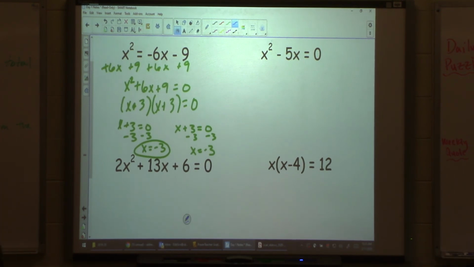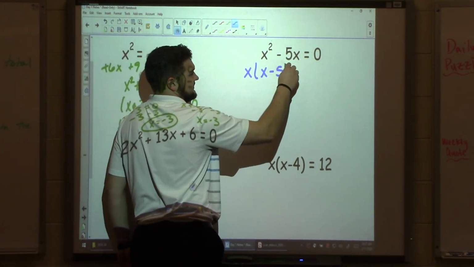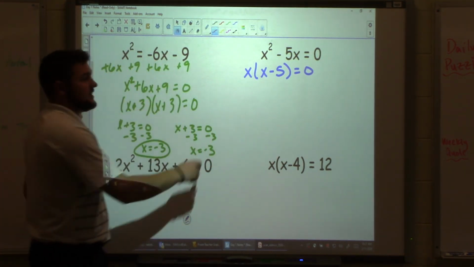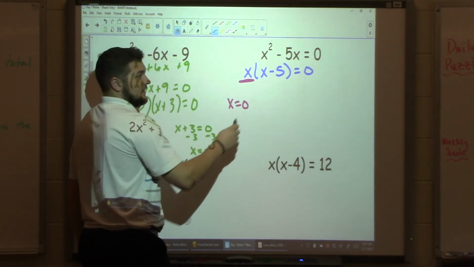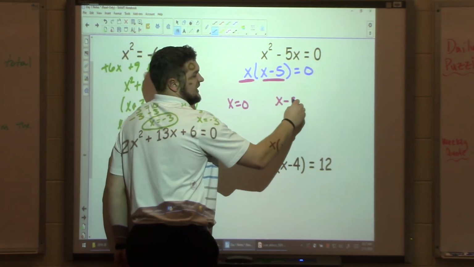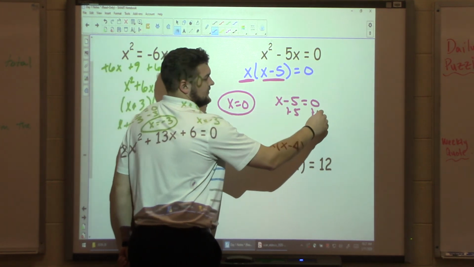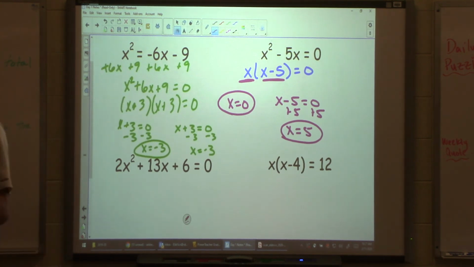Greatest common factor. Do they share a common factor in here? X. Yes. So x times x minus 5 equals 0. Now the same thing I did over here after I factored: I set my first piece, just x, equal to 0, and my second piece, x minus 5, equal to 0. Solve them both. We should get x equals 0 or x equals 5. 2 answers.